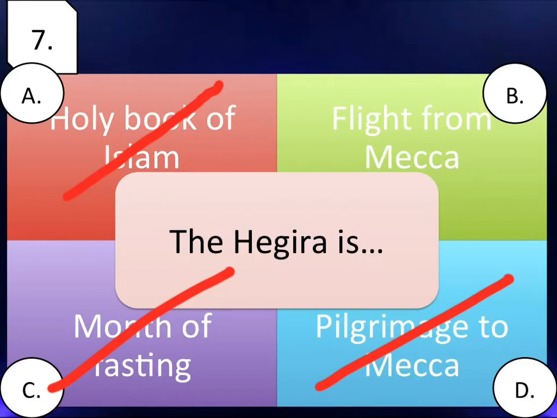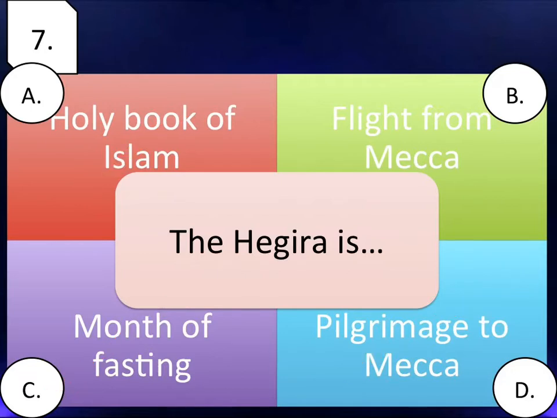Question number 8. Who was the victor of the Battle of Tours? Was it Attila? Was it Charles Martel? Was it Charlemagne? Or was it Pepin? Which of these was the victor of the Battle of Tours?